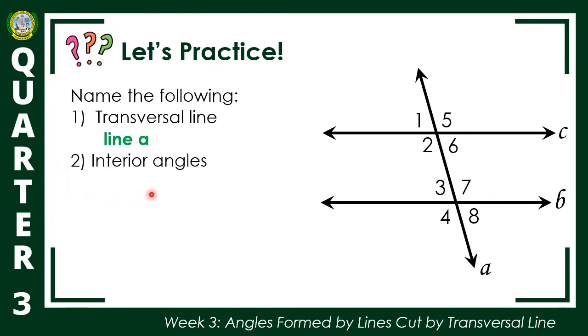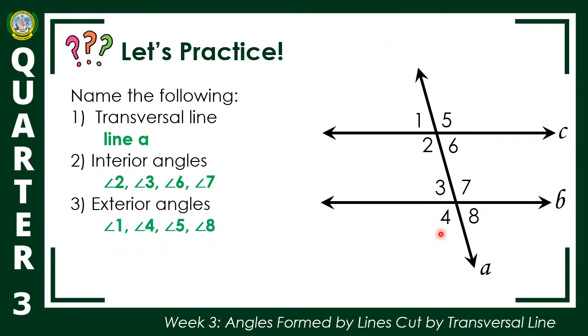Next, interior angles. Again, when we say interior angles, these are the angles between the lines being cut by the transversal. Therefore, they are angle 2, angle 3, angle 6, and angle 7. That is correct. Next, exterior angles. These are the angles that lie outside the lines. Meaning, ito po ay angle 1, angle 4, angle 5, and angle 8. Again, 4 interior and 4 exterior angles.